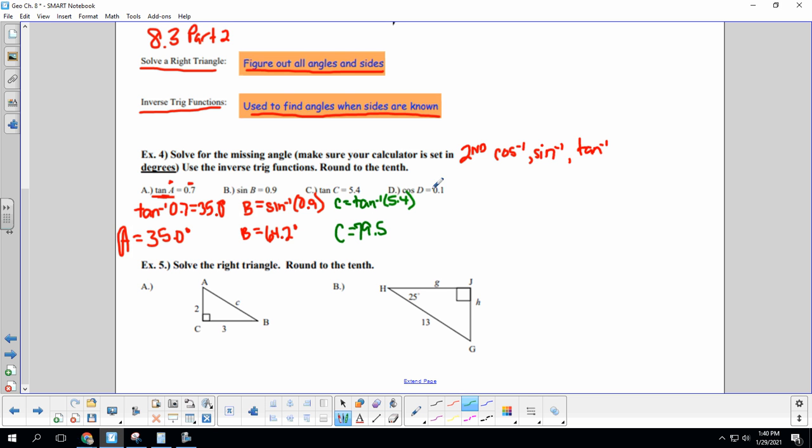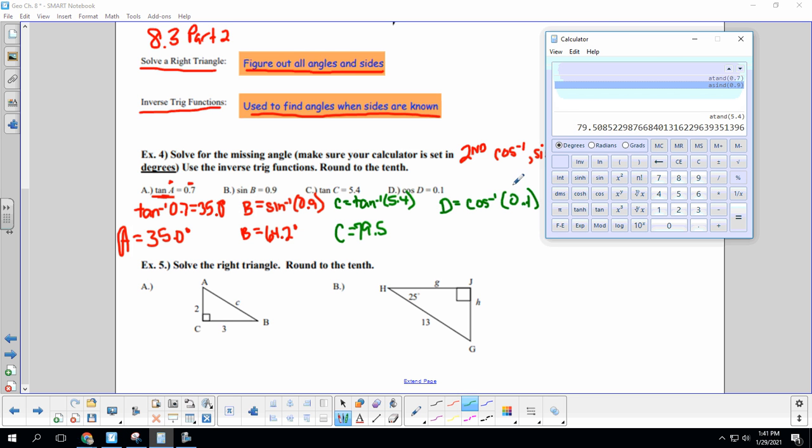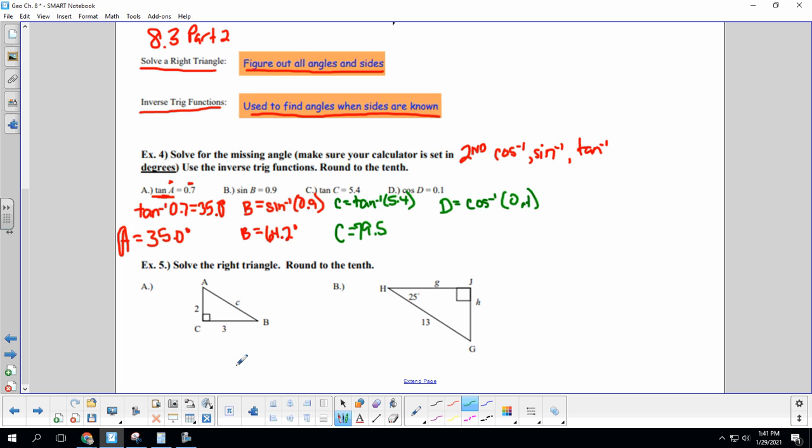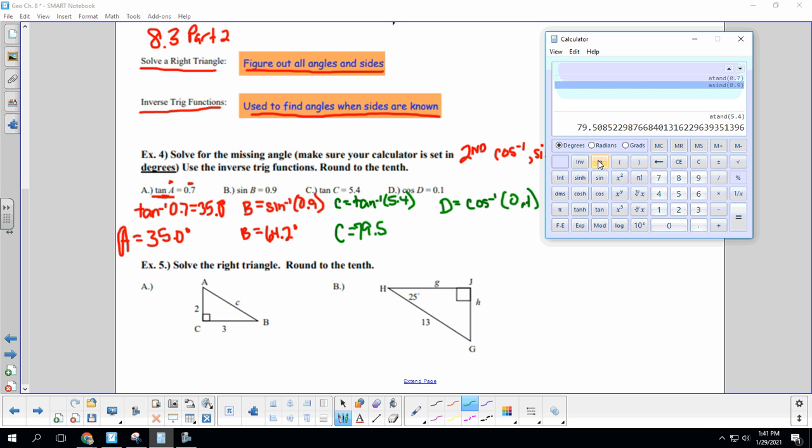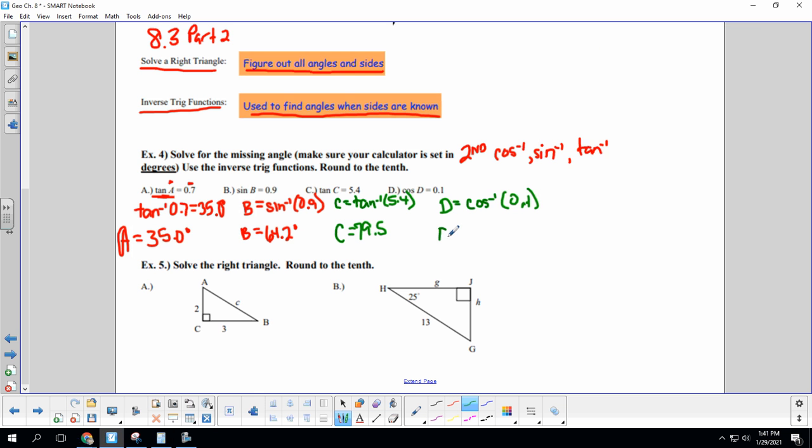79.5. And lastly, this one here, D is going to be the inverse cosine of 0.1. So what angle has an adjacent over hypotenuse ratio equal to 0.1, and we find that by going inverse cosine, 84.3 degrees.